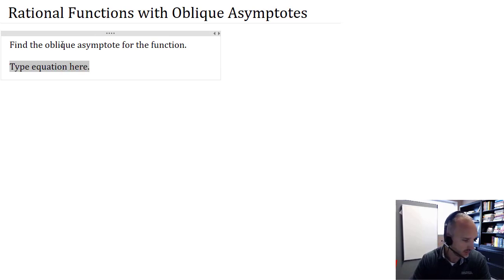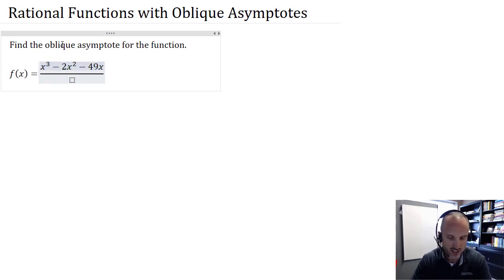Let's find the oblique asymptote for the function, and let's look at the function f of x equals the fraction. On top, we've got x cubed minus 2x squared minus 49x plus 98. And on bottom, we're dividing by x squared minus x minus 12.